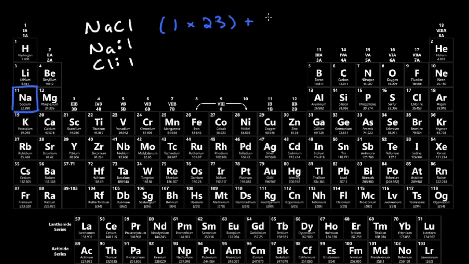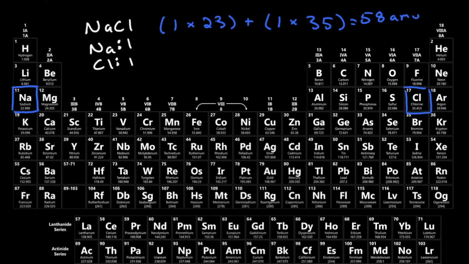And then we're going to add that to the next one. We have 1 Cl, and we'll multiply that by the mass of Cl, which is over here, and it says 35.4. We're just going to round that to 35. And so when we do this out, 23 plus 35 is 58. So the molar mass of NaCl is 58, and we can put AMU, or you could also say it's 58 grams per mole.